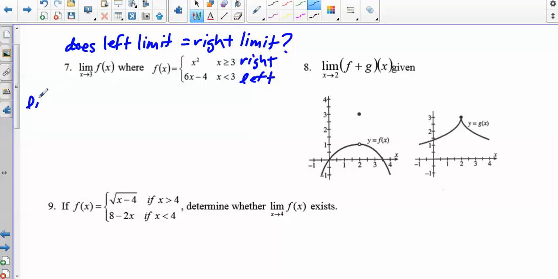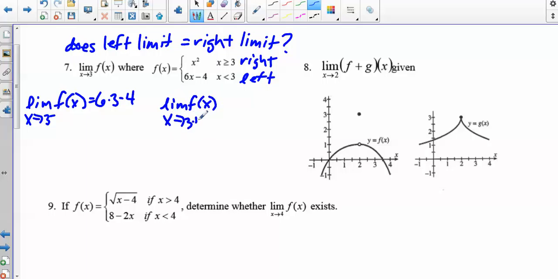So I can write the limit as x approaches 3 from the left. And let's see, I'm going to plug the 3 into my left limit. 6 times 3 minus 4. I can also find the limit of f of x as x approaches 3 from the right, and I'm going to plug into the right-hand limit, and that's 3 squared. So here I have 14, and here I have 9, and the left limit does not equal the right limit, which means that the limit as x approaches 3 does not exist.